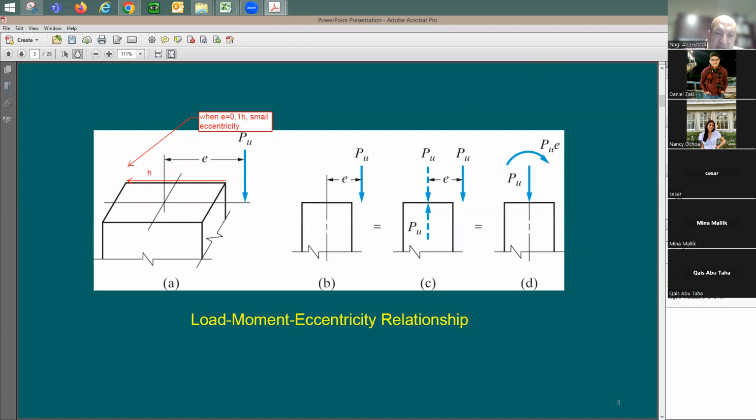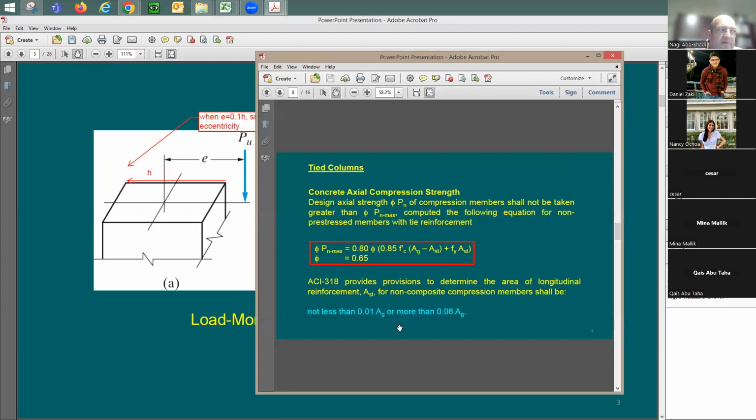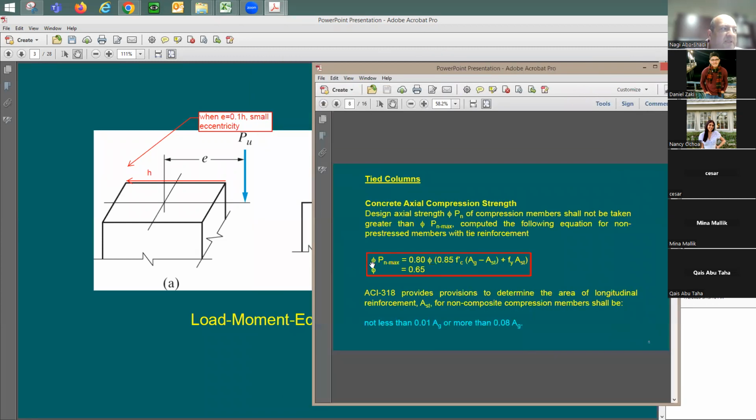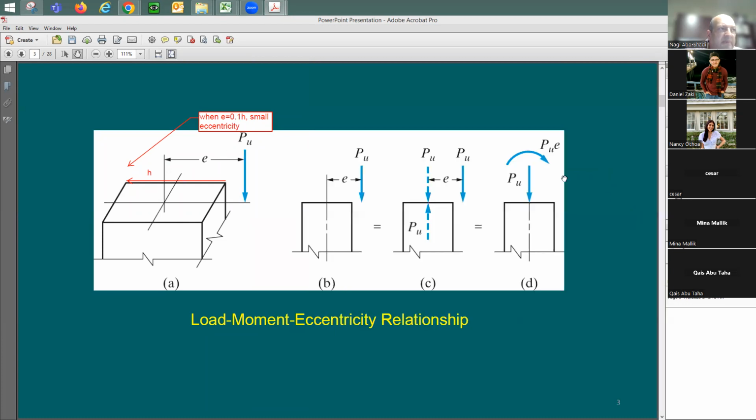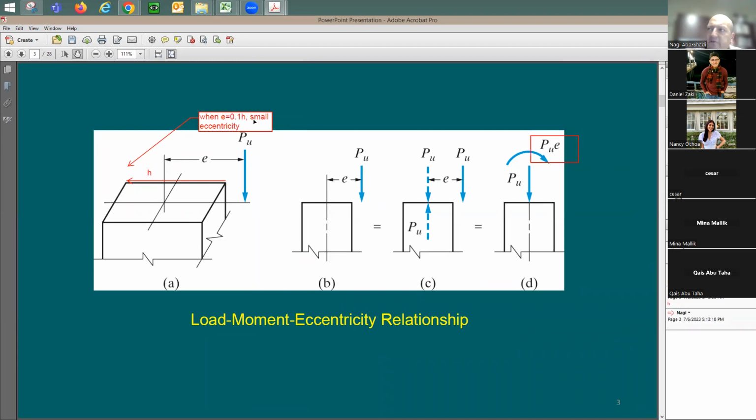And in this case, the axial capacity is going to be the same as this equation. But phi Mn that's going to go with it is going to be equal to this phi Pn multiplied by 10% times h. Why? Because this is going to be like this box here. It says P sub U times e, and your e in this case is going to be 10% of h. Okay?